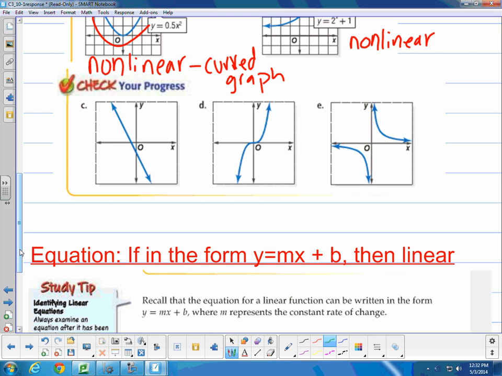So looking at C, we see that there are no curves. It is a straight line. We would know that this has a negative slope since it's going down, but it is a straight line, and this is a linear function.